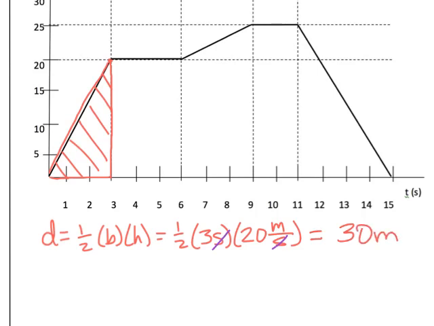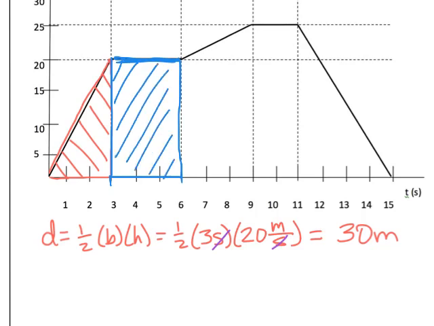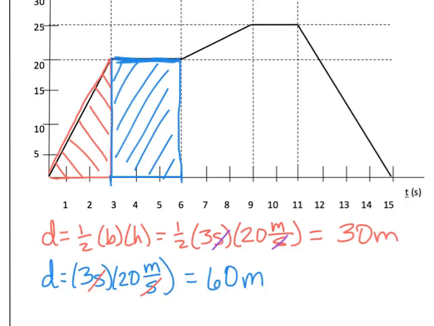The next section is from 3 to 6 seconds. So what I want to do is look at my graph and the shape of it for that time interval and drop a line straight down, and you should see that we've got a rectangle. So all we'll be doing for this section is simply find the area of a rectangle to get the distance. Be sure you're counting carefully. So from 3 to 6 seconds, that's 1, 2, 3 for the base, and then the height again is 20, so you should have a distance of 60 meters.